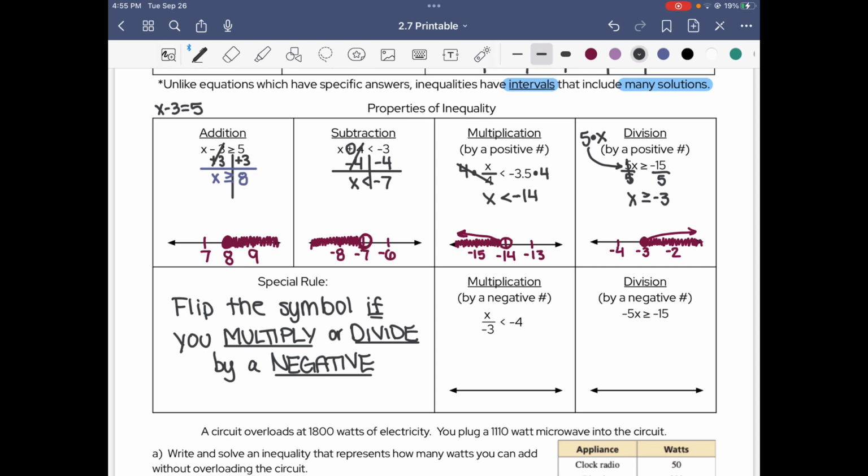So here is what I mean by that. On the next multiplication problem, negative 3 is the number that you need to multiply by. And it means that that negative 4, when I multiply it by negative 3, it's going to turn into positive 12. And anytime that flips signs like that, you need to flip the symbol in between too. So instead of x less than 12, it's going to turn into x is greater than 12. Okay, so this part right here is the flip.